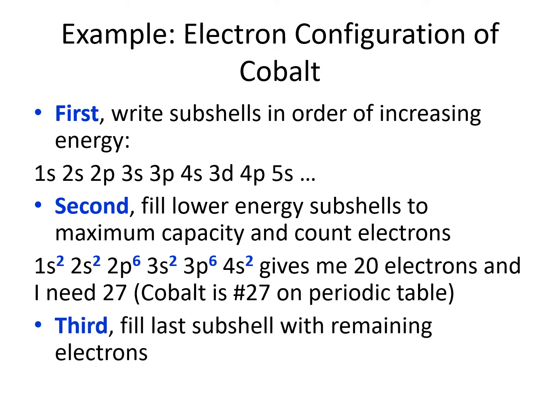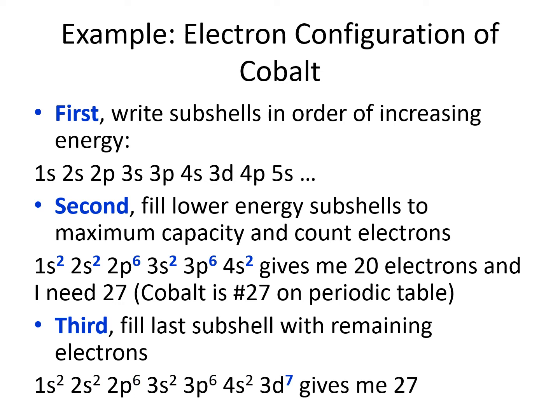The final subshell we need to fill in is the 3d subshell. We are not going to fill it in with the maximum of 10 though, because that would push us over our 27 electron limit. We only need to fill in 7 electrons to reach our total of 27. Our final electron configuration for cobalt is 1s2, 2s2, 2p6, 3s2, 3p6, 4s2, 3d7. That tells us there are 2 electrons in an s subshell in the first energy level, 2 electrons in an s subshell in the second energy level, 6 electrons in a p subshell in the second energy level, etc.